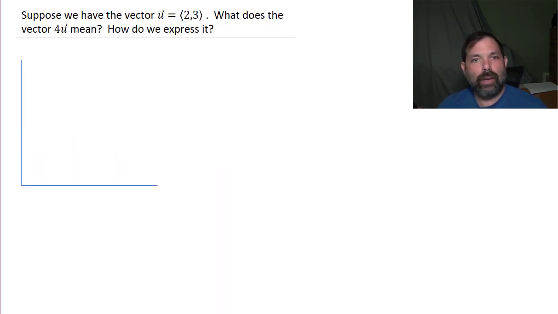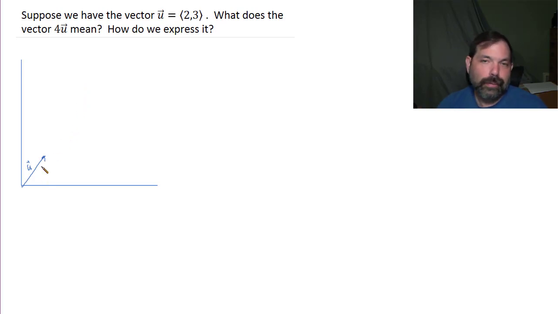There's one more important algebraic consideration at this time. And that is, what happens if we take a vector and multiply it by just a number, a scalar? So if I have again the vector u, which is 2, 3, I'm just going to sort of freehand it here. So here's the vector 2, 3. What does the vector 4u mean, and how would we express it?